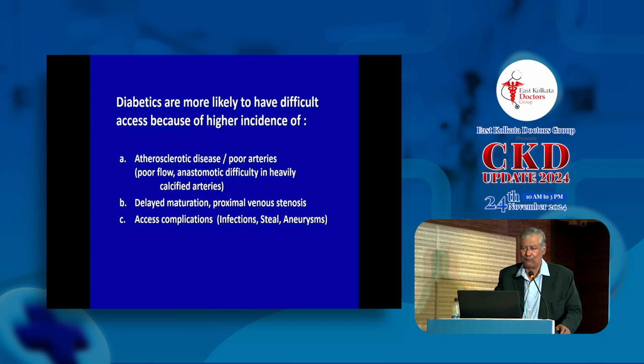Now, diabetics are more likely to have difficult access because of a higher incidence of atherosclerotic disease and poor arteries. There is poor flow, there may be proximal plaques, and there is very commonly an anastomotic difficulty in heavily calcified arteries. You need special techniques, sometimes focal endarterectomy at the site of anastomosis. There is delayed maturation, and proximal venous stenosis is more common in diabetics from the central venous catheters. And almost every form of access complication, infections, steals, aneurysms, as pointed out by Professor Seal, is more common in diabetics.